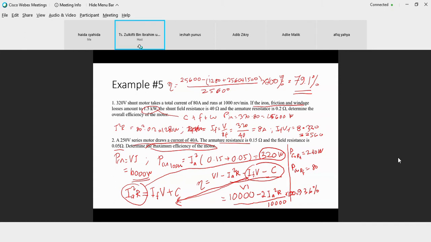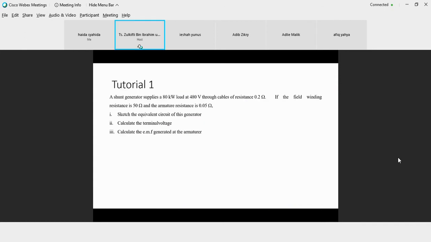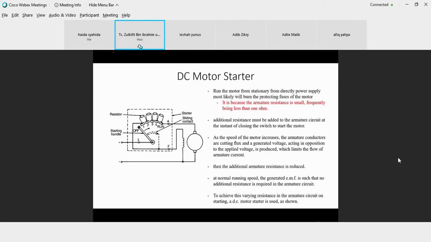So for the DC motor starter, how do we start a DC motor? The method. To run the motor from stationary, directly from the power supply, will most likely burn the protective fuse of the motor. Why? Because the starting current is very huge, very high. It is because the armature resistance is small, frequently less than 1 ohm. Because the resistance is small, the current will be large. So that will burn the protective fuse.